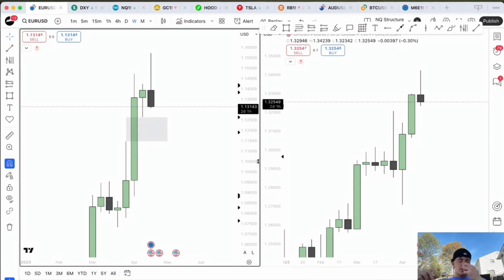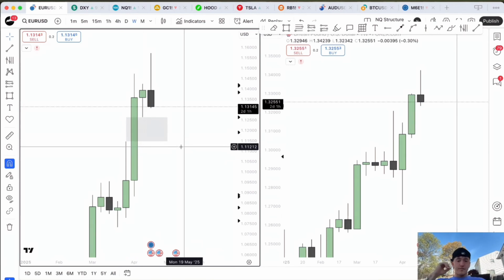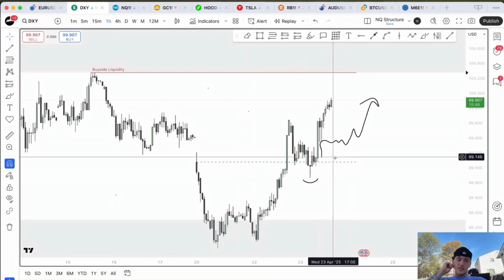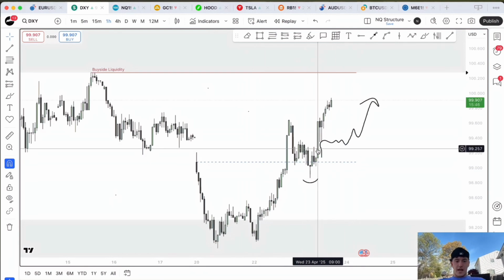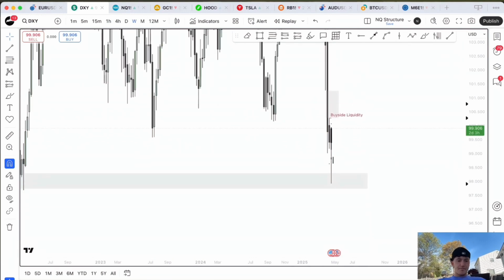I sent a screenshot to my group of the weekly IRL and the weekly IRL for the dollar index. Now I'm going to show you dollar index here. This was my analysis going into the day before you even had all the price action delivered for New York session. But let's go to the weekly chart right here.